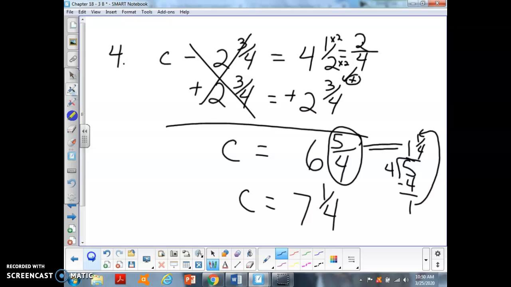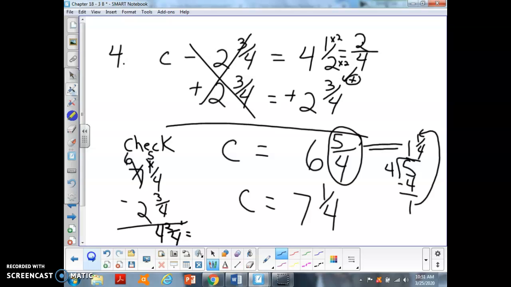All right, if we want to check that, you don't have to do 7 and 1/4 minus 2 and 3/4. Gotta borrow. I'm borrowing 4/4. Remember adding up 4 plus 1 is 5. 5 minus 3 is 2/4. And 6 minus 2 is 4. We simplify it by dividing by 2. And we have 4 and 1/2. That is what we started out with. Checking is not required.